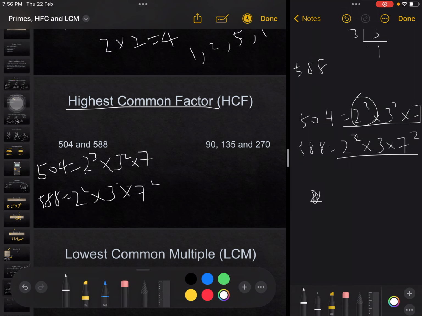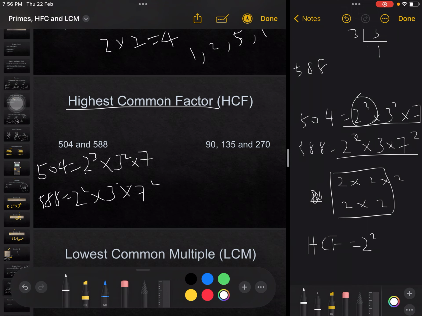So the common one which appears in both is 2 to the power 2. Because 2 to the power 3 is 2 times 2 times 2, and 2 to the power 2 is 2 times 2. So this portion appears in both, which means the first part of the HCF will be 2 to the power 2. We will take the lowest power.